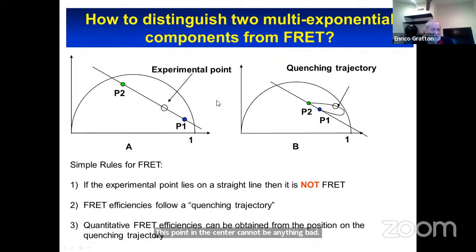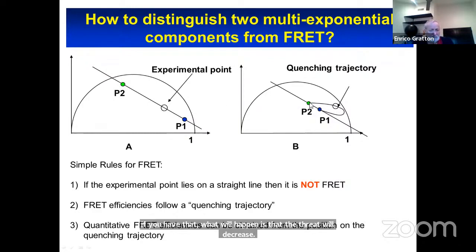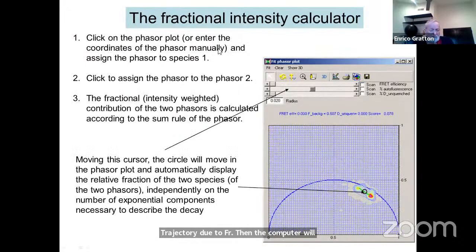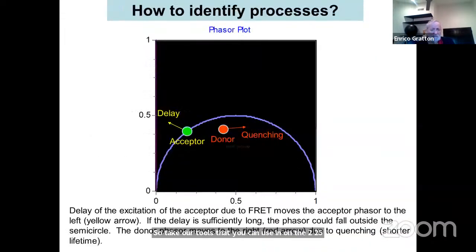And if you have FRET, what will happen is that FRET will decrease the lifetime. In some way, it will always go along an orbit like that. This orbit is very difficult to calculate, but the computer will do that for you. You say to the computer, given P1 and P2, where will the quenching trajectory due to FRET be? And the computer will plot the line. And as we will see, there are tools that you can use in order to quantify better. One is the fractional intensity calculator, and the other is the FRET calculator.